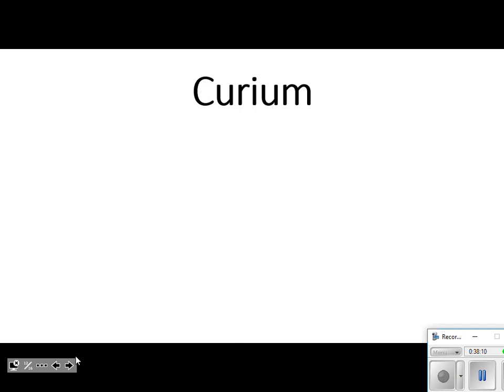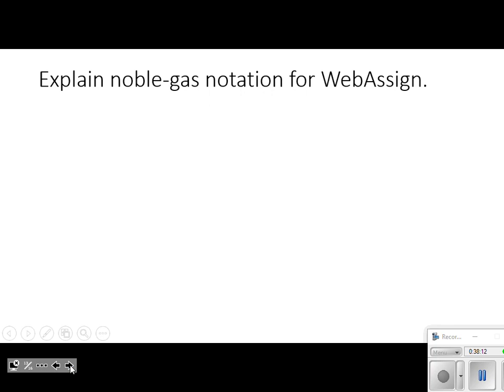All right. I don't know if I have another one here or not. Okay. I do not. So those are the only ones we're going to work. Now, some of the things I've got to tell you. This stuff is for WebAssign. This is how you have to do things on your WebAssigns when we're dealing with electron configurations.